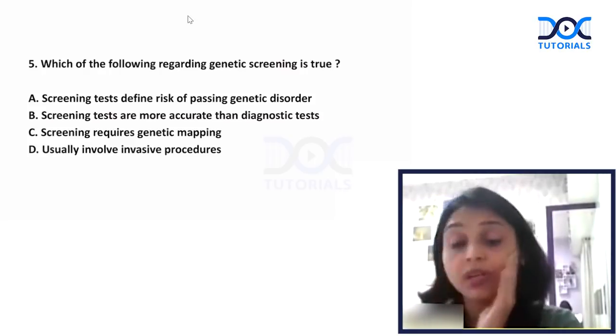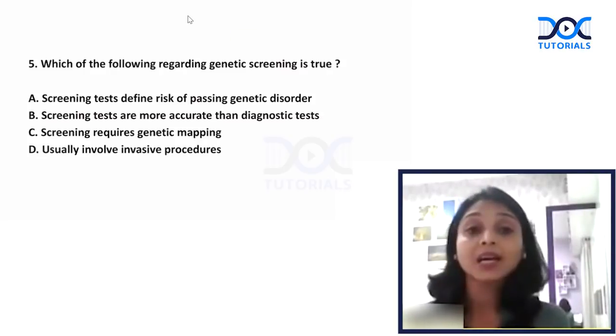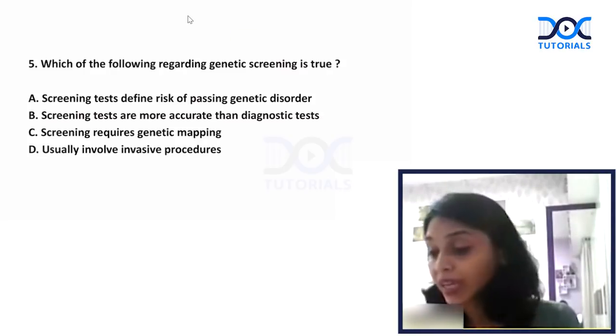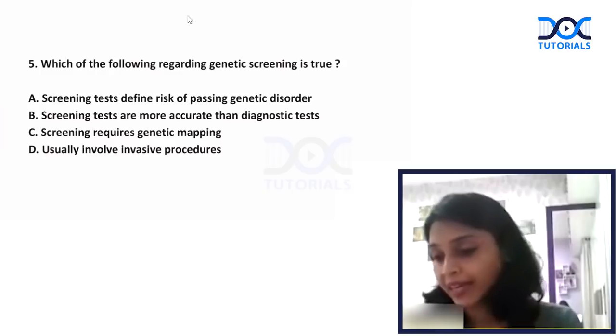Yeah, that is true. When you do a genetic screening, that will tell you whether you have the disease as well as what your risk is of passing it to the next generation. Okay, or your risk of passing it.